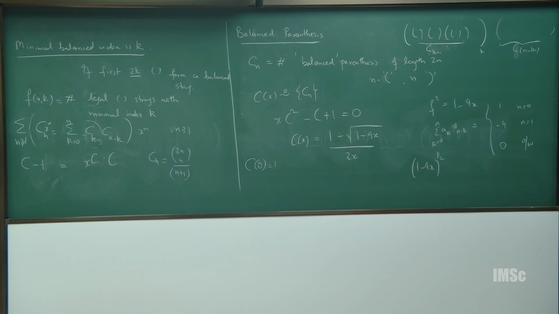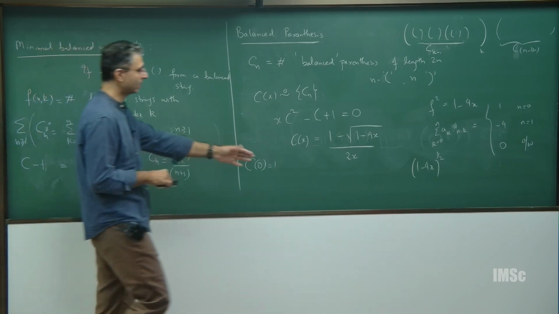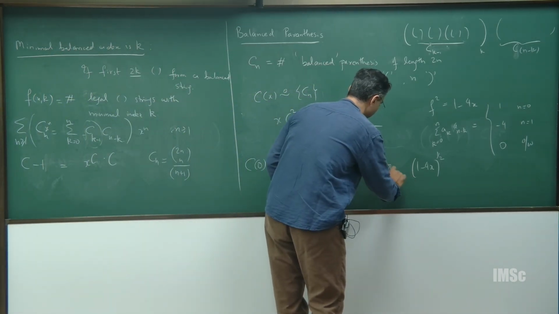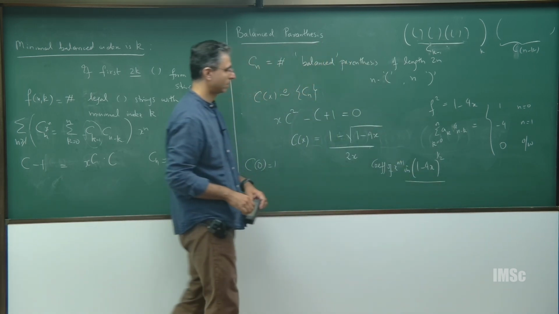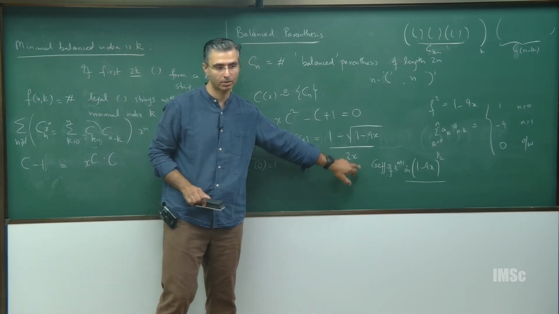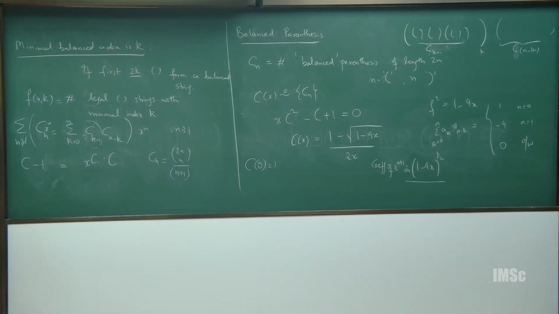Okay. So it's basically saying find the coefficient of x raised to n plus 1 in this series. Why n plus 1? Because there is an x sitting here in the denominator. So now if you know the formula, then you can argue directly what should be the number of balanced parentheses, right?